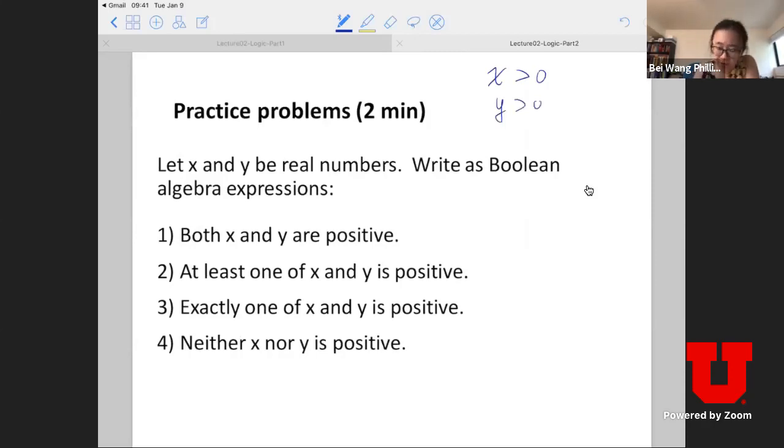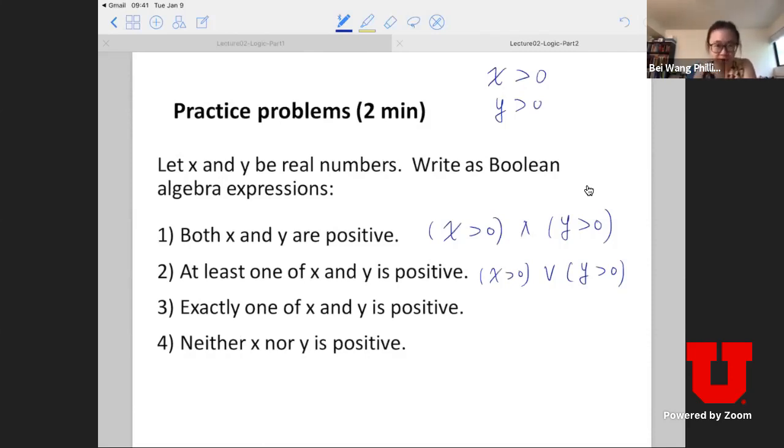So the first one, I could technically write, if both of them are positive, x bigger than 0 and y bigger than 0, right? That's one way to directly translate this. And the second one is to say at least one of them is positive. So that means either x is positive or y is positive. The third one is actually quite interesting: exactly one of them is positive. So they cannot be both positive. So there's a slightly complicated thing.